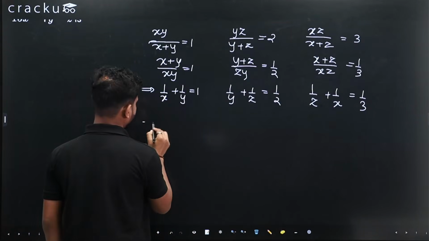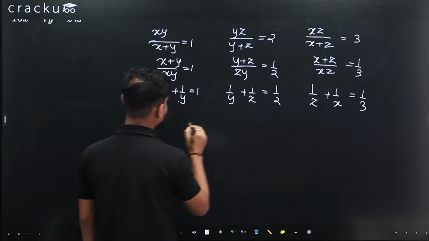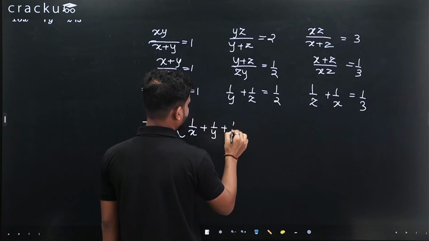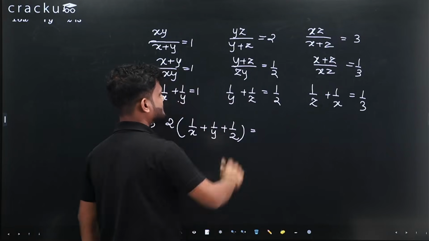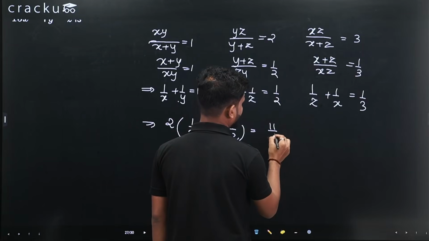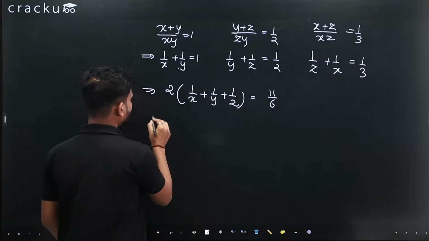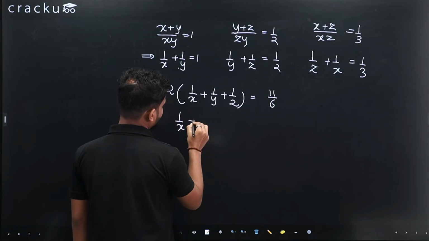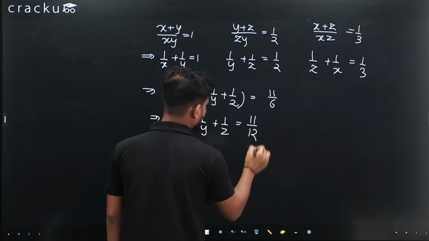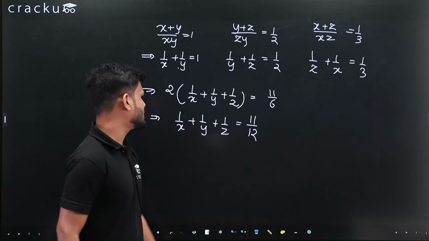Now add all three of these. If you add all three of these, you will get 1 by x plus 1 by x, 1 by y plus 1 by y, 1 by z plus 1 by z. So 2 into 1 by x plus 1 by y plus 1 by z is equal to 1 plus 1 by 2, which is 3 by 2, 3 by 2 plus 1 by 3, which is 11 by 6. Now from here 1 by x plus 1 by y plus 1 by z will be 11 by 12. Now from this you can subtract this 1 by 2.